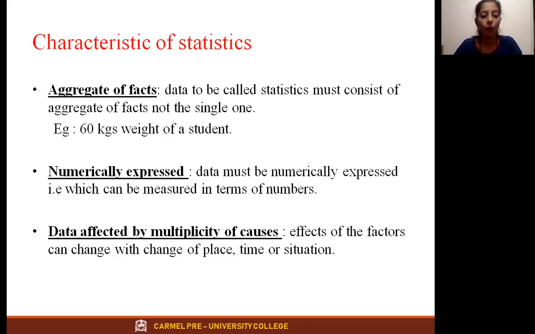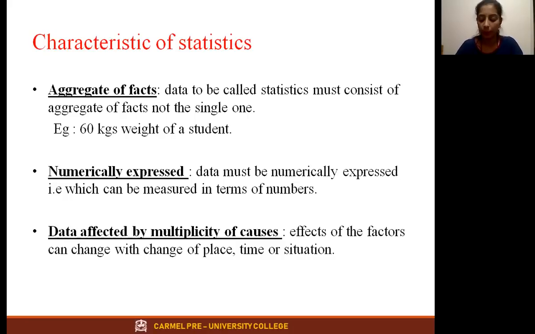So that's why one phenomenon is a reason behind the other. So we can call it a cause and effect relationship. Statistics helps to study the cause and effect relationship. So we are going to study the importance of statistics in the next class.